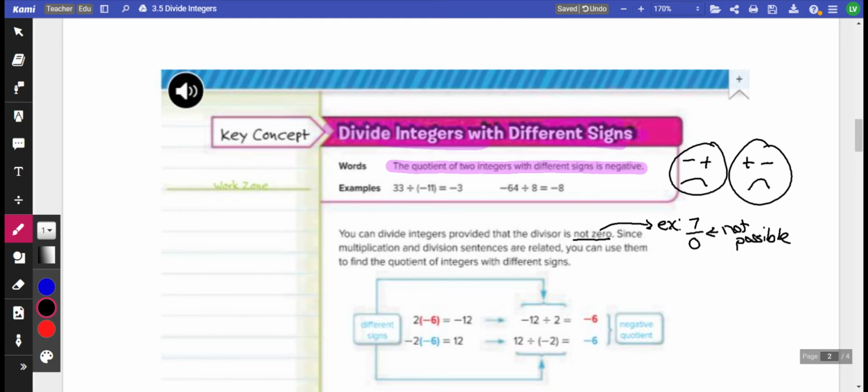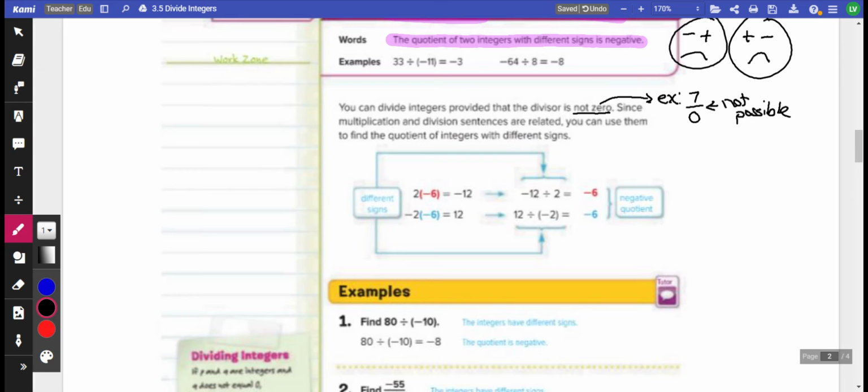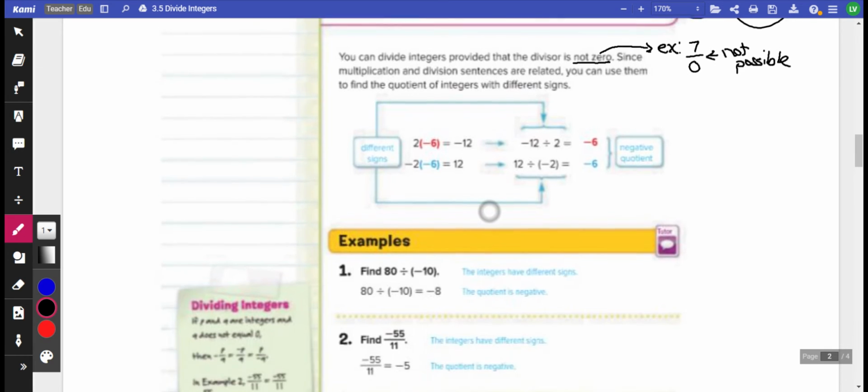integers with different signs. So 2 times negative 6 equals negative 12. Well, again, they have different signs. That's the same thing as saying negative 12 divided by 2, which equals negative 6. Well, if you had negative 2 times negative 6, that equals positive 12. 6 divided by negative 2 equals a negative 6. So let's go ahead and practice these.